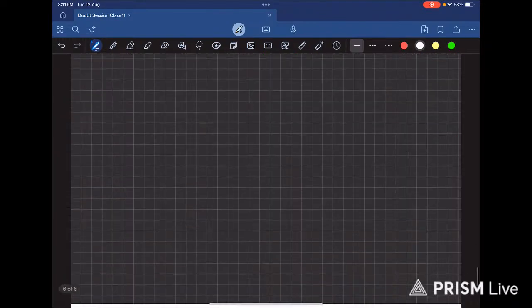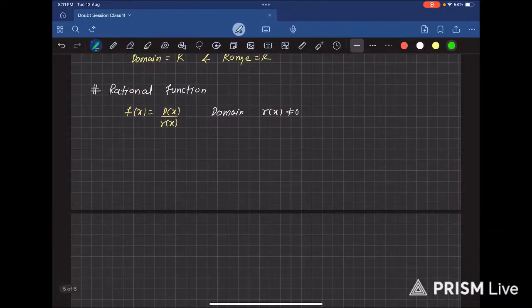Example, let us start an example from here. The example is, if I take f of x is equal to x plus 3 upon 2x minus 3. What is the domain for this question? So how do I find the domain? The domain will be equal to all numbers I will include, but 2x minus 3 cannot be equal to 0.